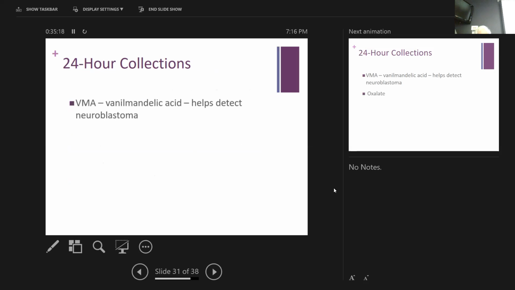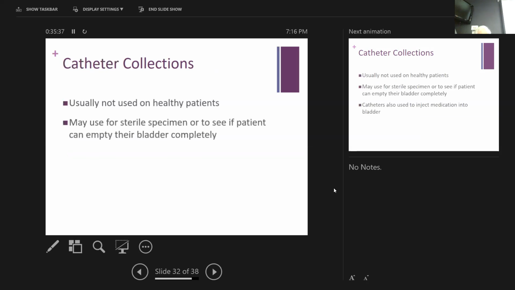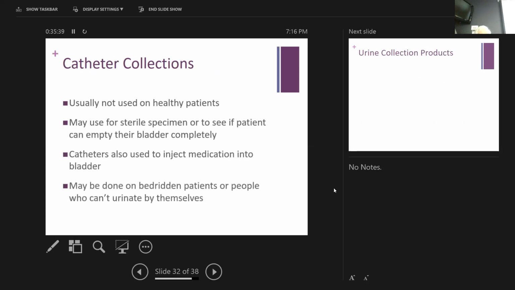So we're looking at some other things for neuroblastoma. We're looking at oxalate and uric acid because that buildup can result in some problems in other parts of the body. So catheters we don't usually use on healthy patients or patients who can urinate on their own.